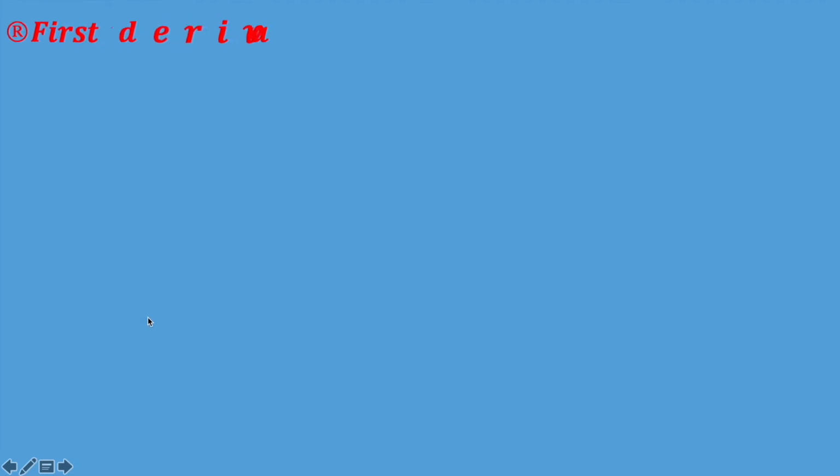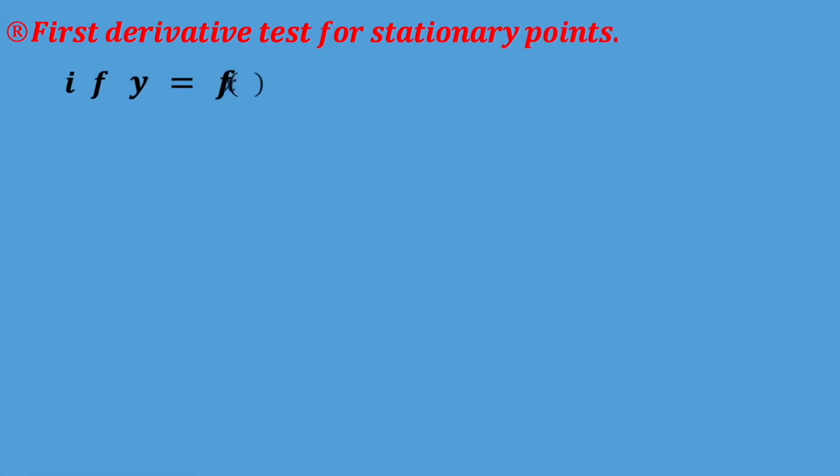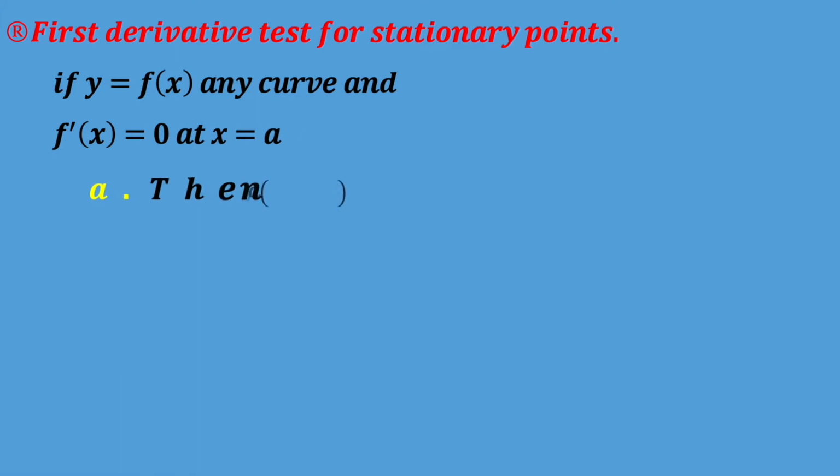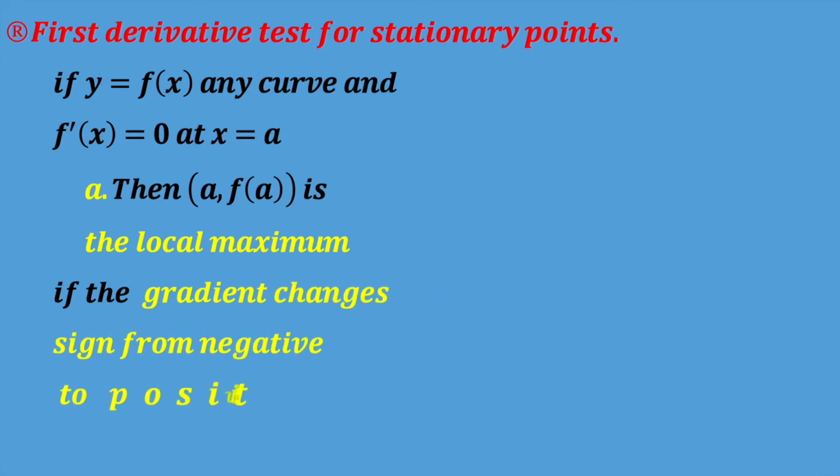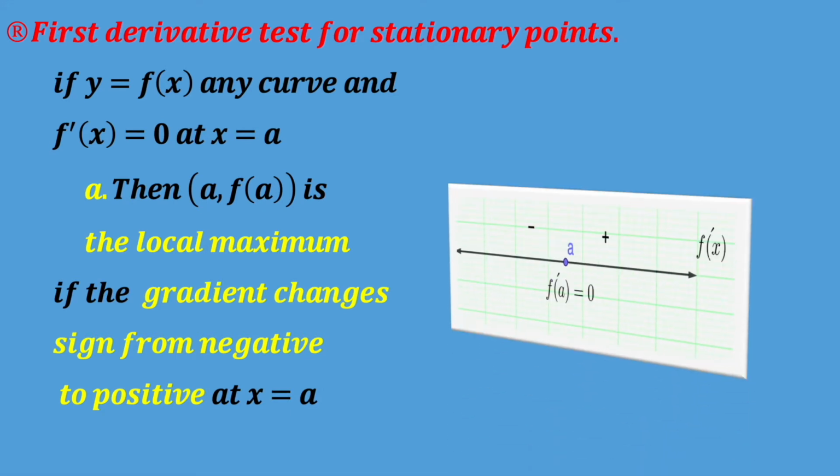First of all, let's look at the first derivative test. What's the first derivative test? First, stationary points. If we have any curve y = f(x), and we find the gradient at x = a, then f(a) is the local maximum if the gradient changes sign from negative to positive at x = a, as shown in the sign diagram on the screen.